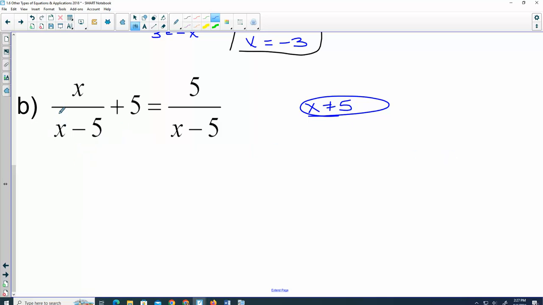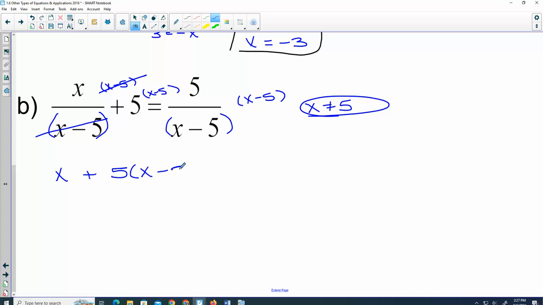If I want to cancel this denominator, we have to multiply by? Take every term times x minus 5. If I do that, these x minus 5's drop, and they leave me with x. I have a 5 times an x minus 5. And over here, the x minus 5's drop. So there's nothing else I need to multiply by. That got rid of all of my fractions. So now we just solve this.